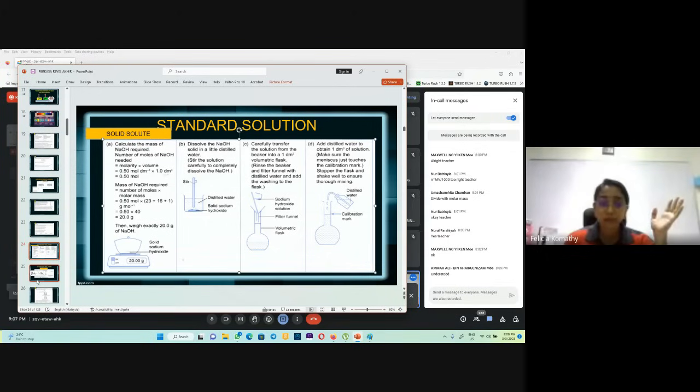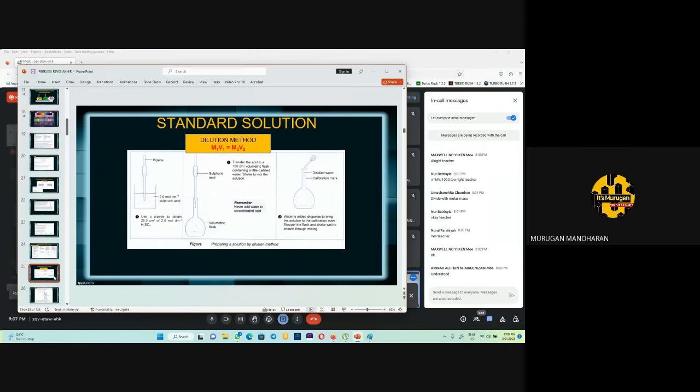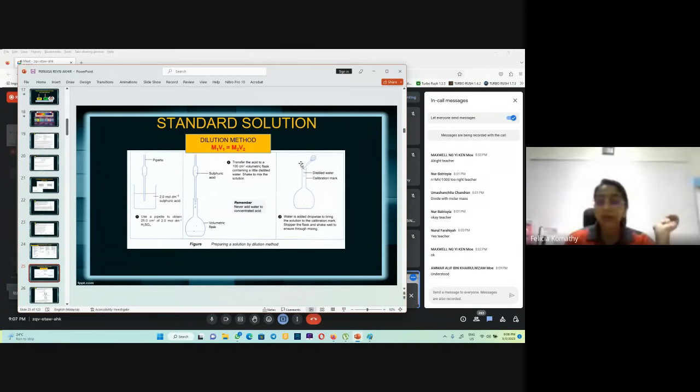Okay, teacher. Now, this one, dilution method. Dilution method is very easy. Dilution means from concentrated solution, you want to prepare a dilute solution. Then we use dilution method. So for dilution method, we use pipette. Remember the tool we use.